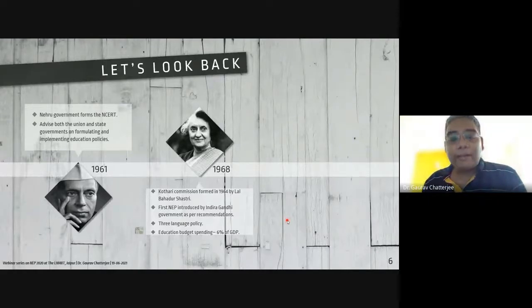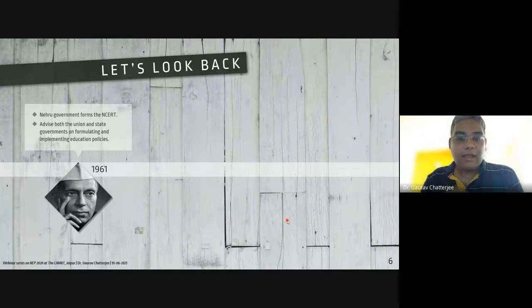A couple of salient features of that NEP policy, NEP 1968 as it is called, were the 3-language policy. So the 3 languages that were chosen were English, Hindi, and the regional language. And although there were good motivations behind that, it came into a lot of issues also. And they also increased the government spending to 6% of GDP.